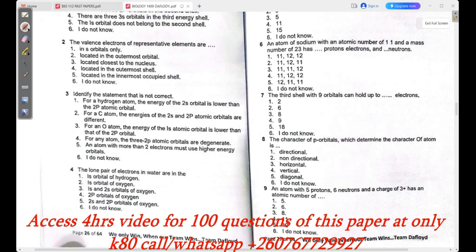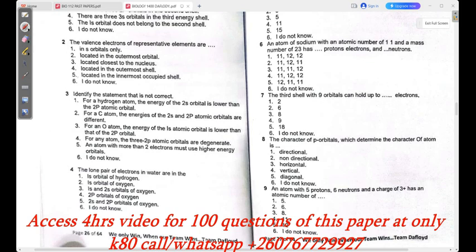3, located closest to the nucleus. So valence electrons, they are the farthest from the nucleus. They are far away from the nucleus. If the nucleus is here, let's say a particular atom has got 3 shells, it means that the valence electrons will be very far from the nucleus. So they are not the closest.